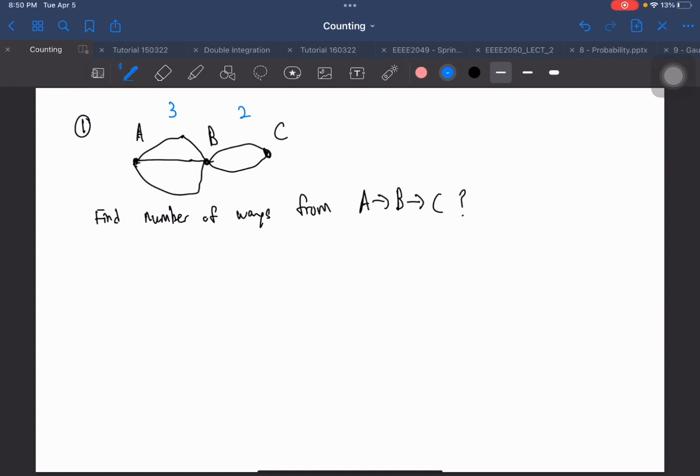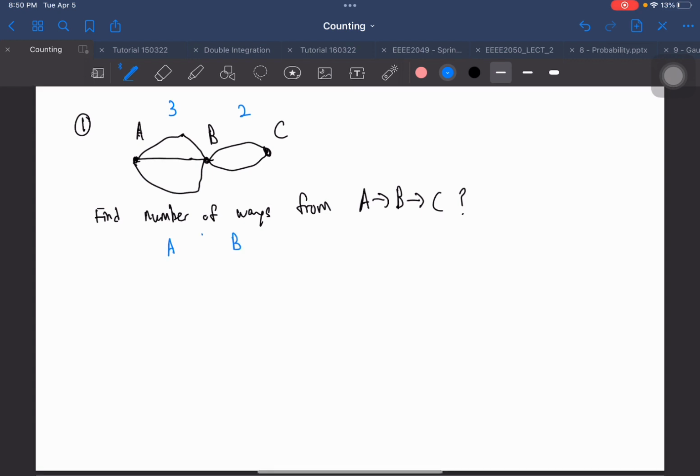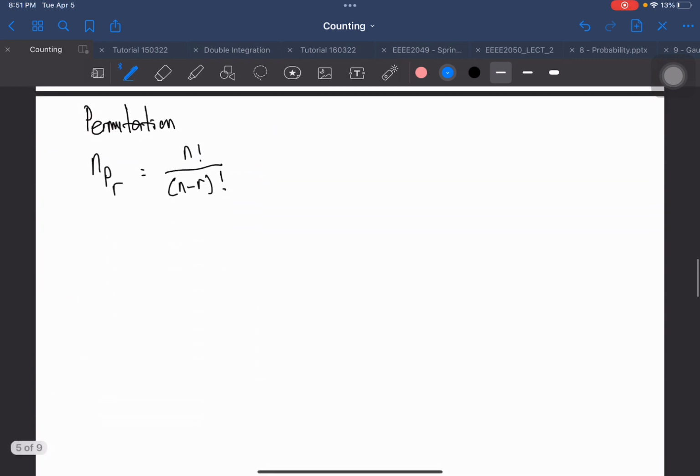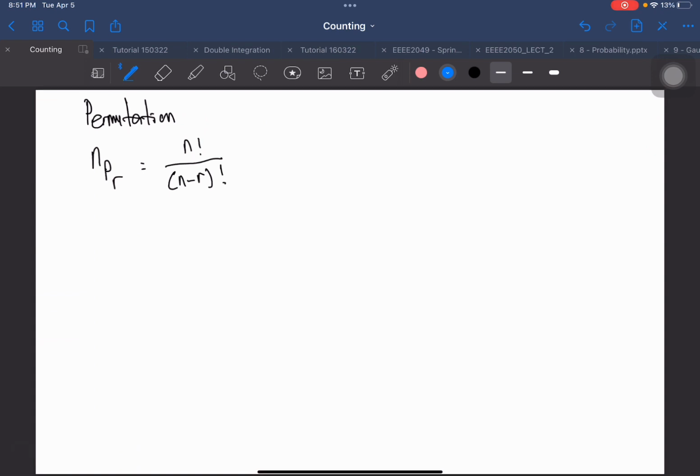Okay, so there are 2 events here, which I call the first event and the second event. The first event is A to B. How many ways? 3. The second event is from B to C, which is 2. So what is the total number of ways? 3 times 2, which is 6. Okay, looks easy, right? Alright, now that we know the multiplication concept, we need to know the permutation concept.